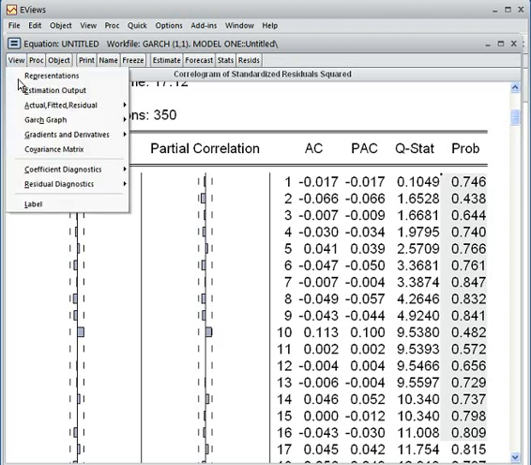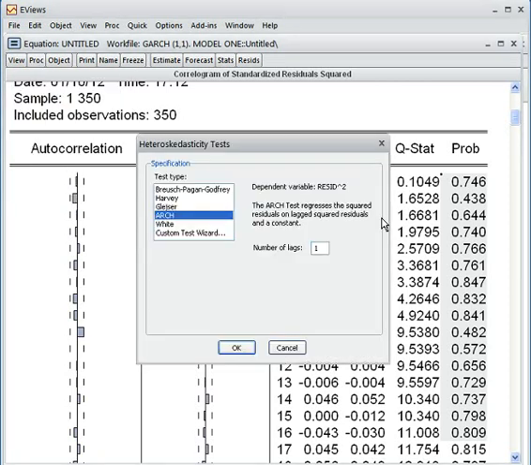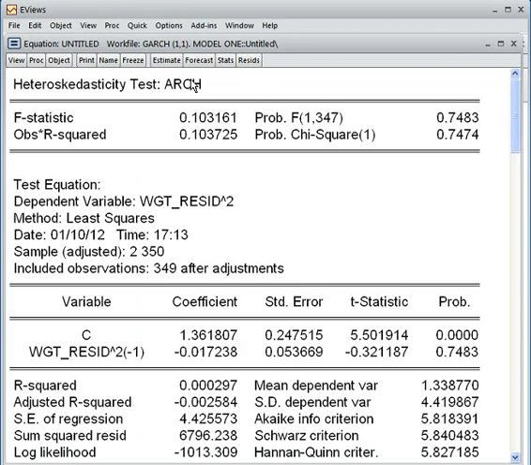Then we check the second one, whether there is an ARCH effect. So as before, I come here, ARCH test. Okay, the ARCH test, observed R-squared and the corresponding p-value: 74.74%, which is more than 5%, meaning that we cannot reject the null hypothesis. We accept the null hypothesis. And what is our null hypothesis? There is no ARCH effect. So this one is a good sign.